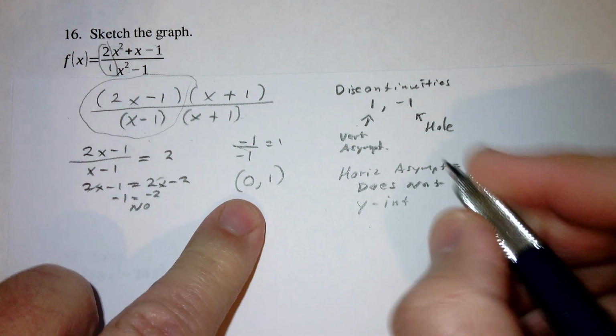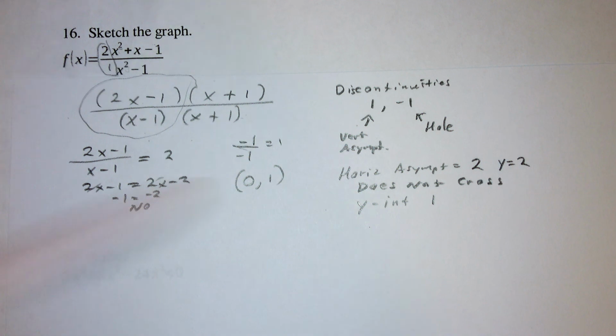So our y-intercept is at 1. Okay, let's see what we got. We've got vertical asymptotes, holes, horizontal asymptotes. Do we cross x-intercepts? Let's see if we got any x-intercepts.